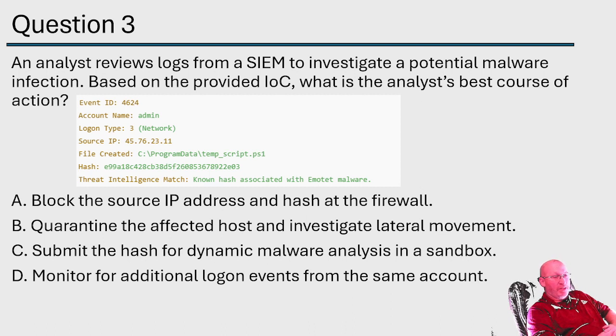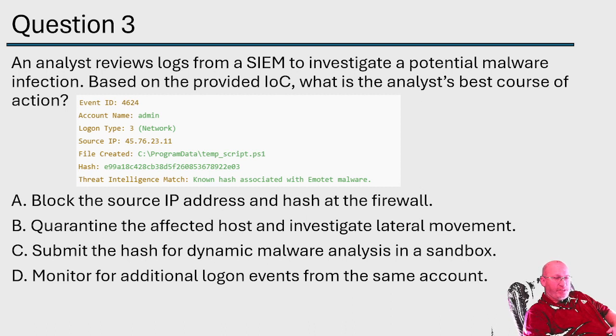It's really between A and B. A and B are going to be our two best answers on this one. Which one's better? Do we want to block the source IP address and the hash at the firewall? Or do we want to quarantine the affected host and investigate the lateral movement? What is our analyst's best course of action? Really two great answers on this one. What do you think?